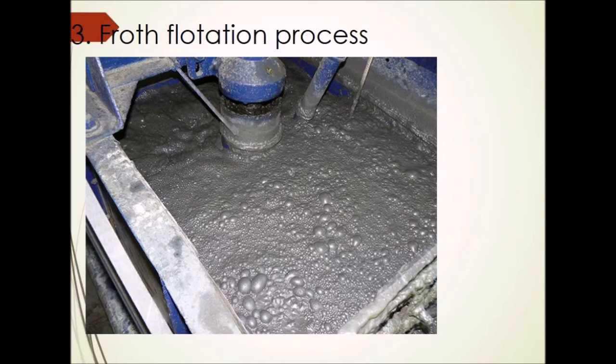Now, to separate the mixture of zinc sulfide and lead sulfide, the suitable depressant is sodium cyanide. Once this sodium cyanide is added, it immediately forms a complex with zinc. That is, it forms sodium tetracyanozincate.